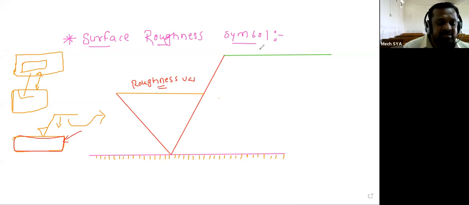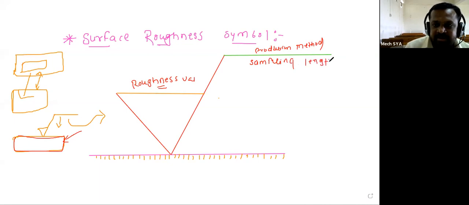Okay, what will you show at this place? Yes, this portion of this symbol will show the production method, which method is used for production. Then this portion will show the sampling length. Okay, this portion is going to show the sampling length.